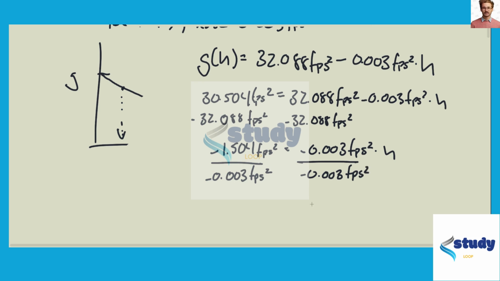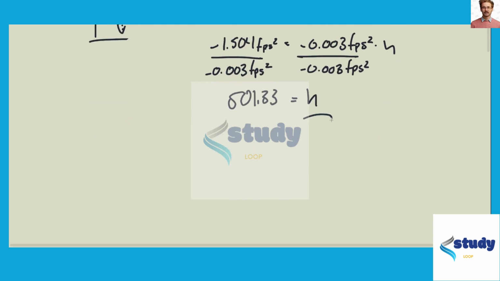And we'll get that h is equal to, this is my calculator, 0.003. The negatives cancel, so this is a positive number, 501.33. And recall that this is thousands of feet, right? So you could say it's 501.33 times 10 to the third feet.